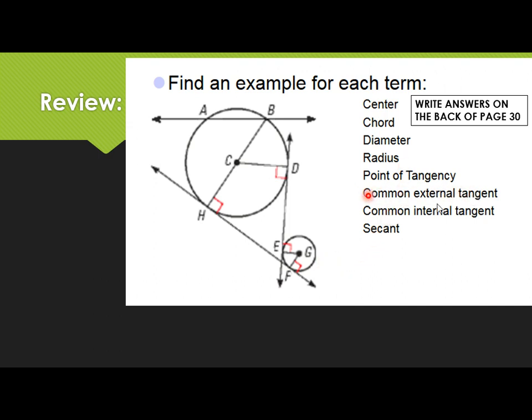A common external tangent would be line HF. That is a common external tangent. A common internal tangent, line DE. And then a secant would be line AB. So you've got to know your circle parts. All the circle parts, other than the arcs and the angles, which we have not introduced yet, those are all the segments in the circle. All right, moving on.